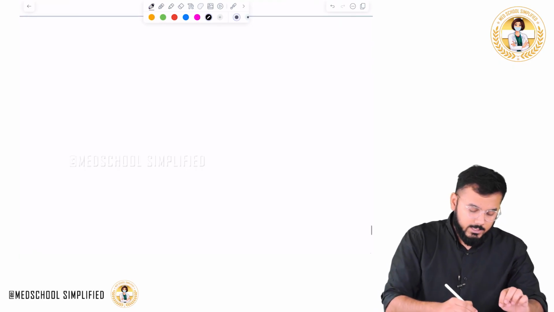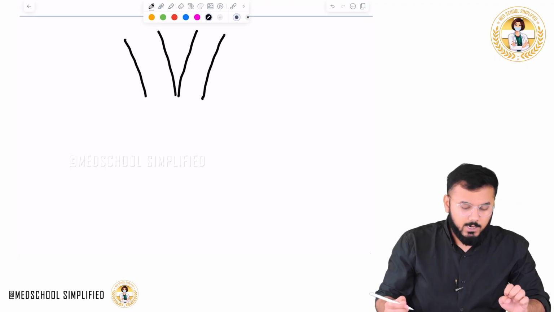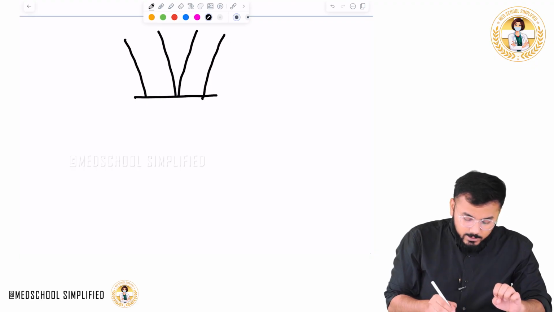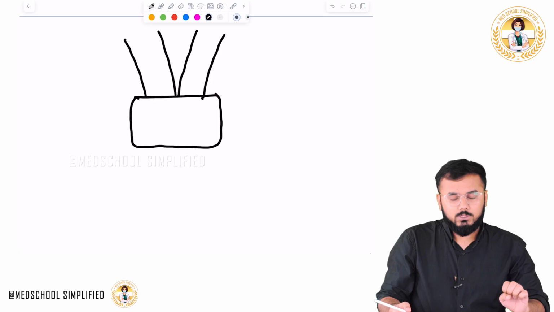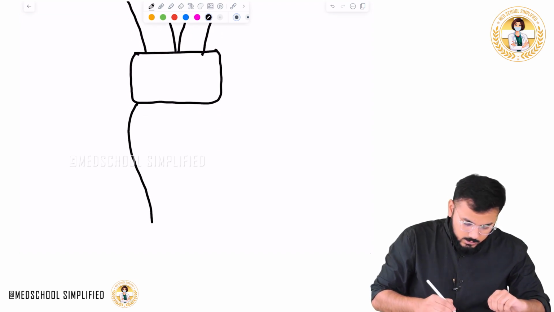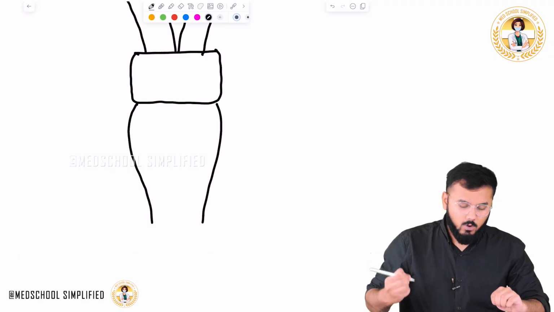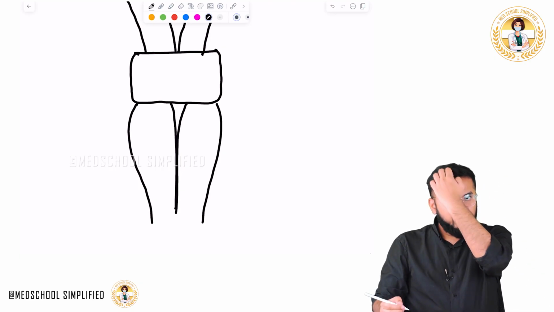Okay, so let us say that this part over here is your midbrain. This part over here is midbrain, and after the midbrain, this part whatever you have got over here is your pons. Now just beneath the pons, this part over here is your medulla oblongata. Within this medulla oblongata, this is called your median sulcus.